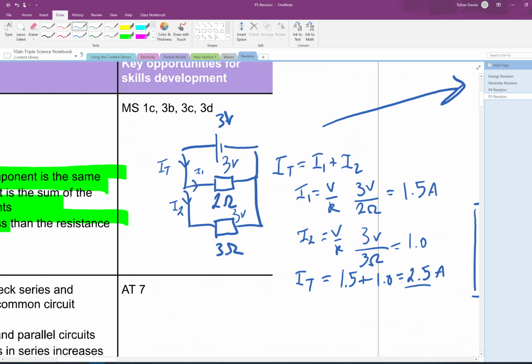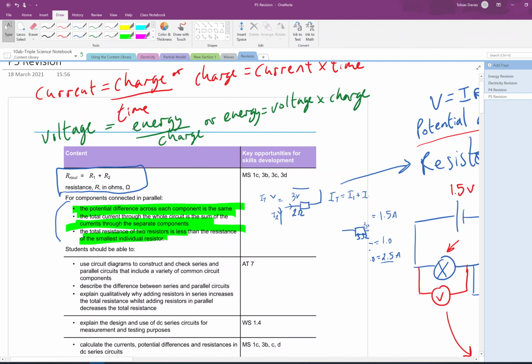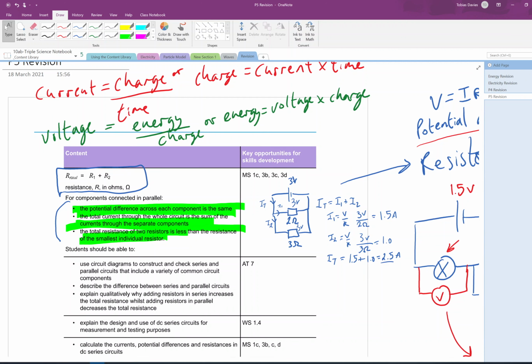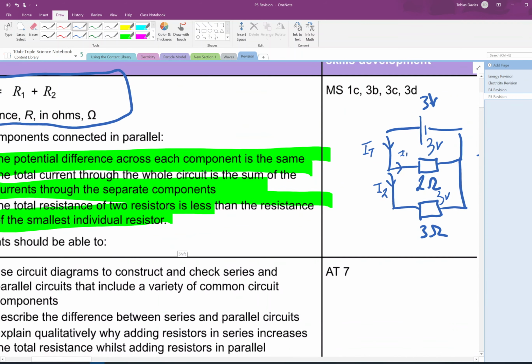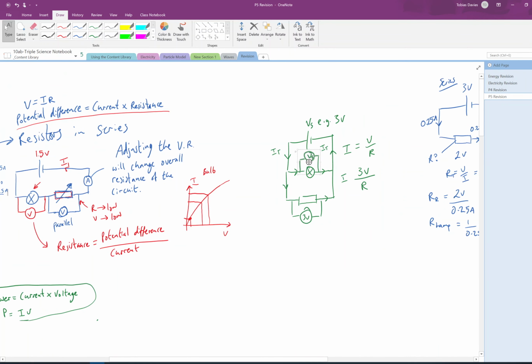So, where was I? The final rule then is that the resistance of two resistors in parallel is less than the resistance of the smallest individual resistor. So let's just check that. I can actually do some more sums, because I love it.